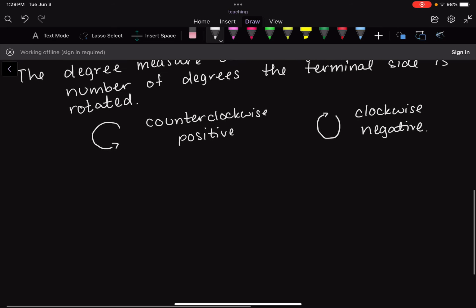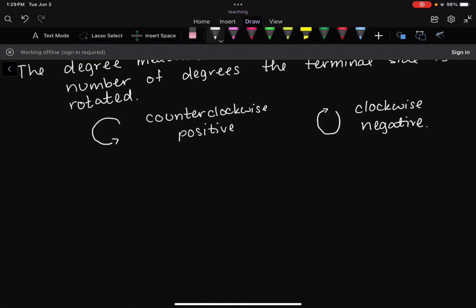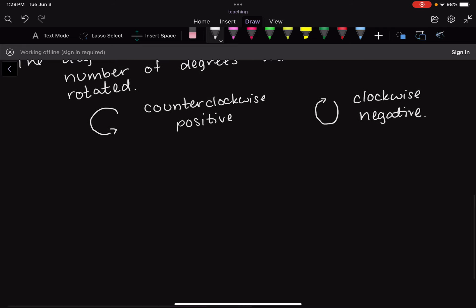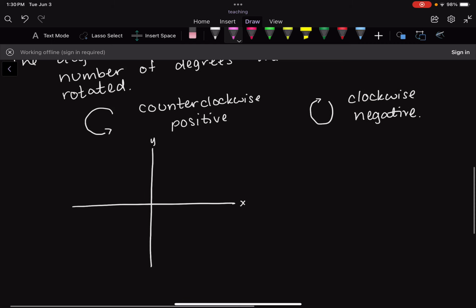So let's see, I'll go ahead and draw our coordinate plane. I'm going to draw the XY axis, and I'll label this for us. If our initial side is here, that's 0 degrees. Because if I have an angle that lies on top of that, the terminal side has not been rotated at all, so it's 0.